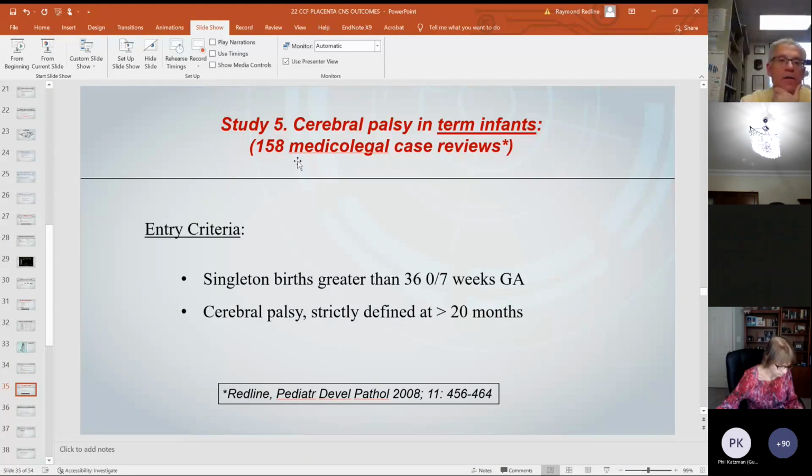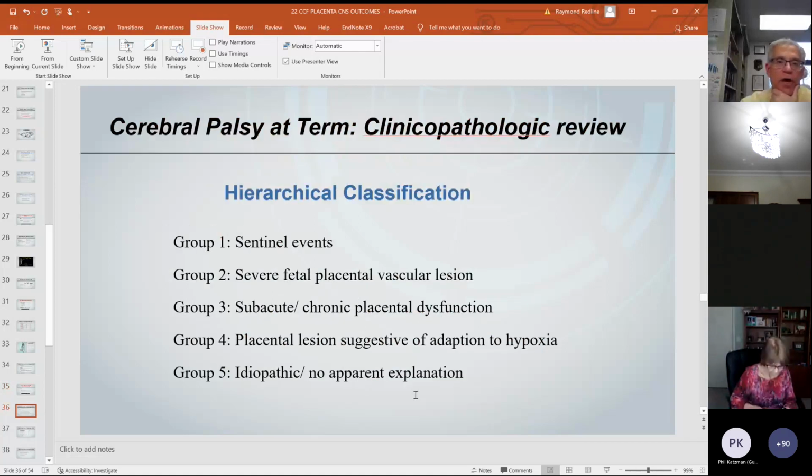So the final study, well, I'm going to show you another study of neonatal encephalopathy, but the final study that we did with cases from university hospitals is really more of a review. So at this point, we have done far more medical legal case reviews, and these were all cases of cerebral palsy in term infants. All with strictly defined cerebral palsy, singleton births greater than 36 weeks. And we published this review of our experience in 2008 in Pediatric and Developmental Pathology.